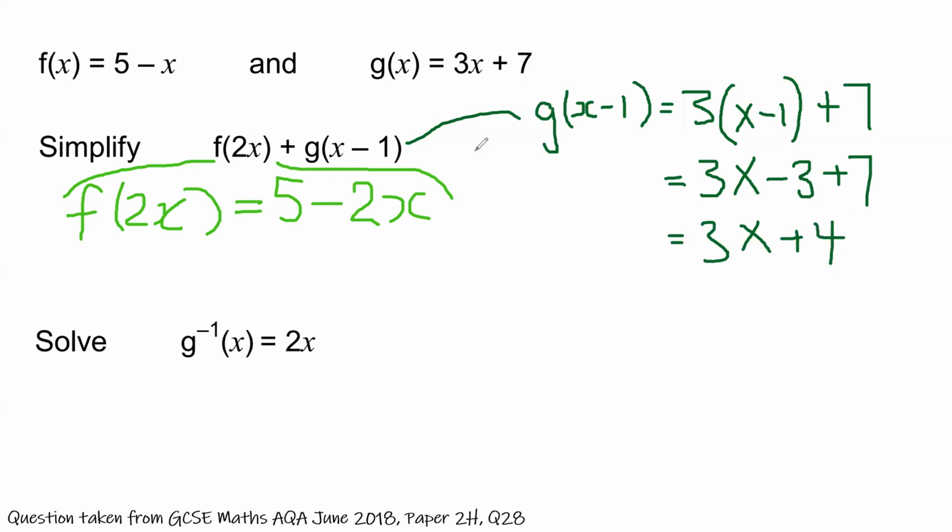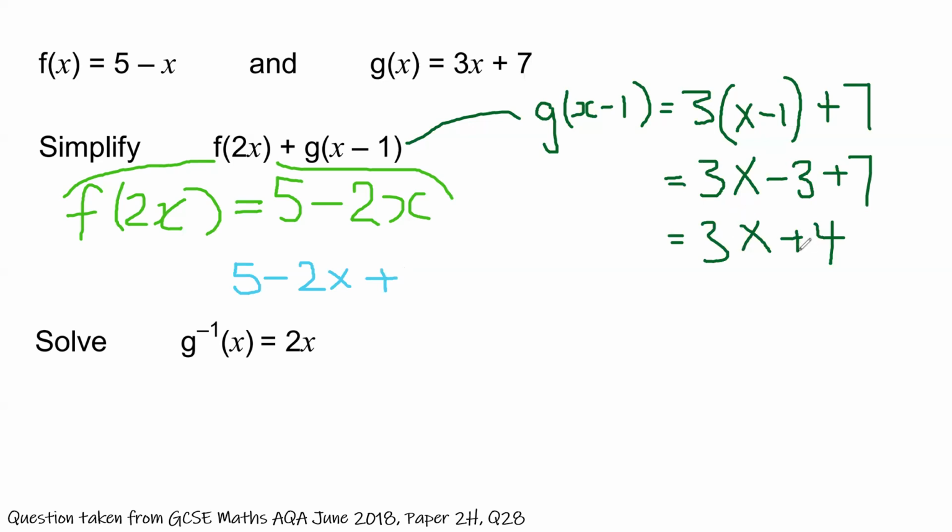Okay, so we've got two fairly simple looking equations. Now all we've got to do is put them together. So we've got f of 2x plus g of x minus 1. If we put those two together, we end up with 5 minus 2x, and then we've been told we need to add them together. So we then add them.